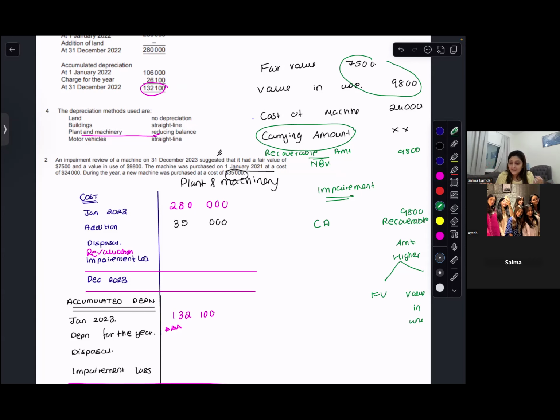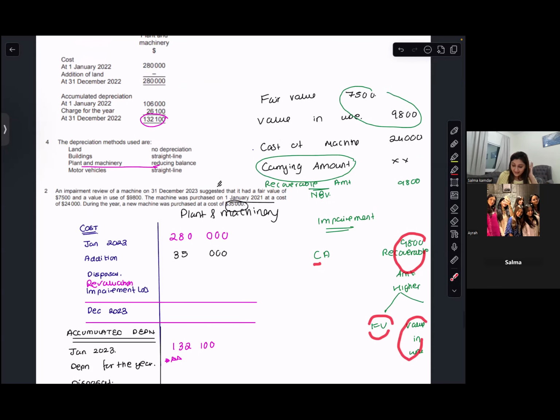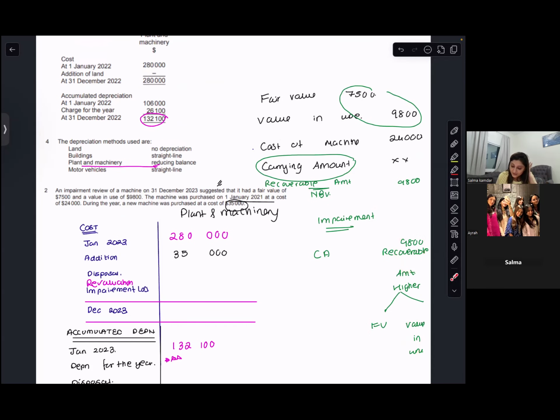Recoverable amount is the higher of fair value or value in use. So my recoverable amount is 9,800. Now I'm talking about the carrying amount. I have to find out the carrying amount of the plant and machinery whose cost was 24,000. This cost was on 1st of January 2021. Machinery is depreciated using the reducing balance method.